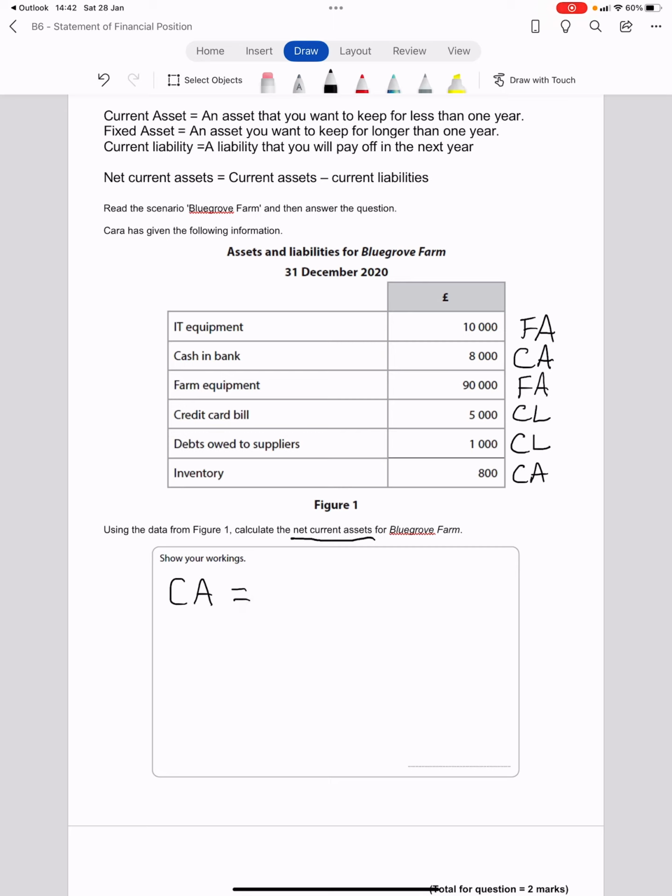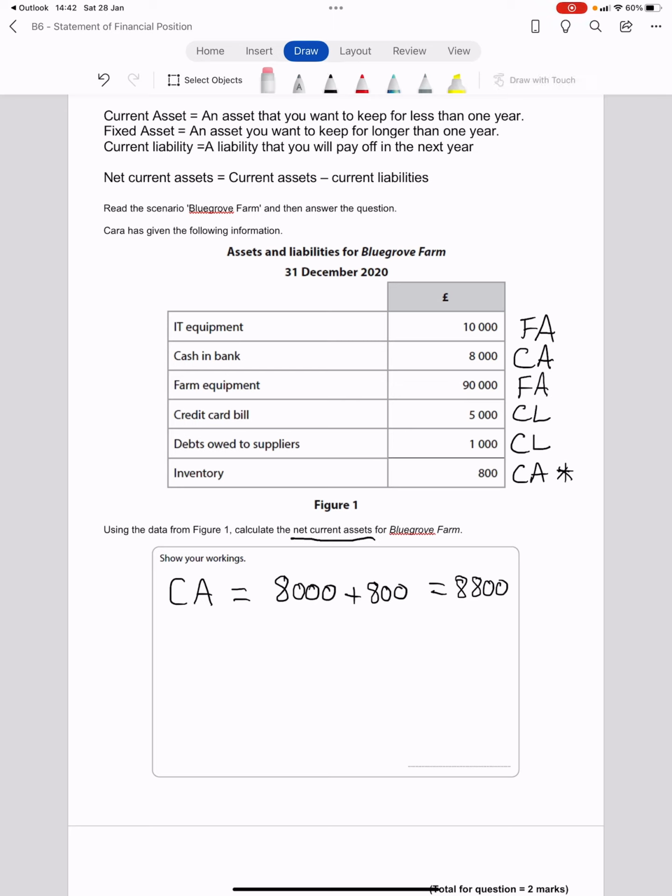So let's have a look down the list. The first one we've got is cash in the bank. The amount that we have for that is £8,000. So we've got 8,000. And then we're going to look for the next one. The next current asset that we have is our stock or our inventory. So we're going to add on £800 here for that one. Again, that's the £800 from the pounds column there. So we've got a total current assets of 8,800. So that's all the current assets added together.